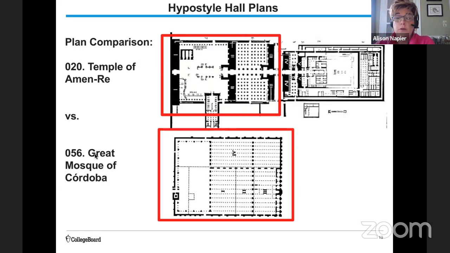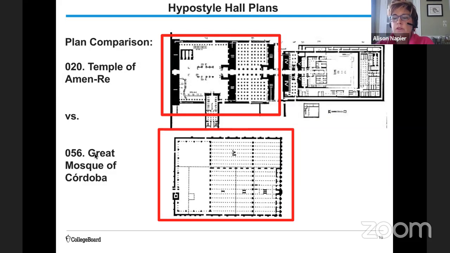So these are both hypostyle hall plans. The Temple of Amun-Re, which we'll look at in a couple weeks, or a week or so, I guess, is an axial plan, meaning it divides pretty evenly down the center. And the access to the interior of the temple and the hypostyle hall was very limited in the Egyptian culture. The further you go in, the more access gets restricted.